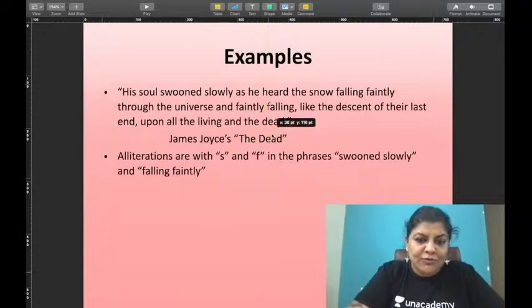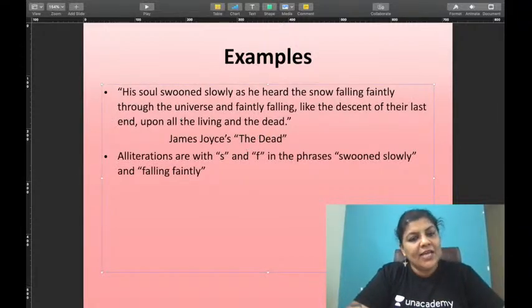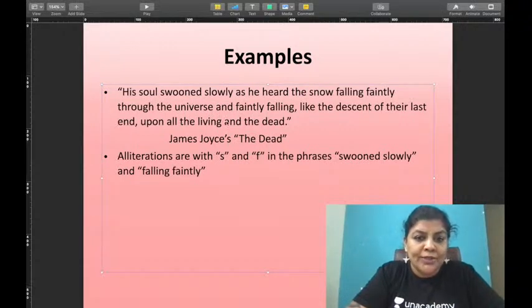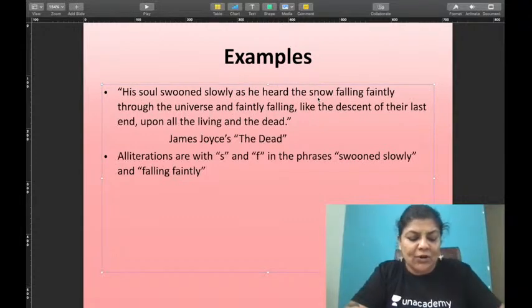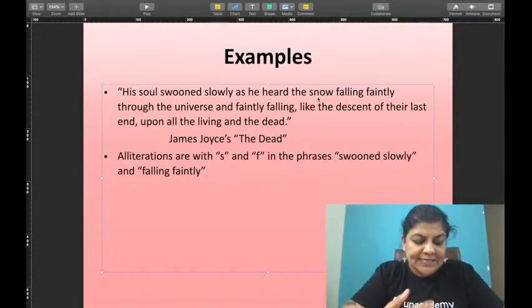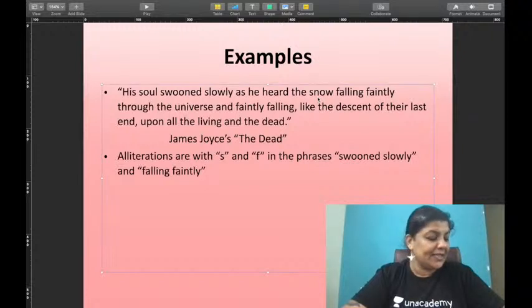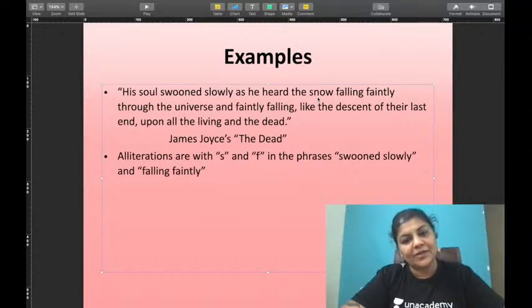Again, from James Joyce's The Dead: his soul swooned and slowly he heard the snow. See, the s sound is repeated. That is alliteration. Alliteration means repetition of consonant sound.